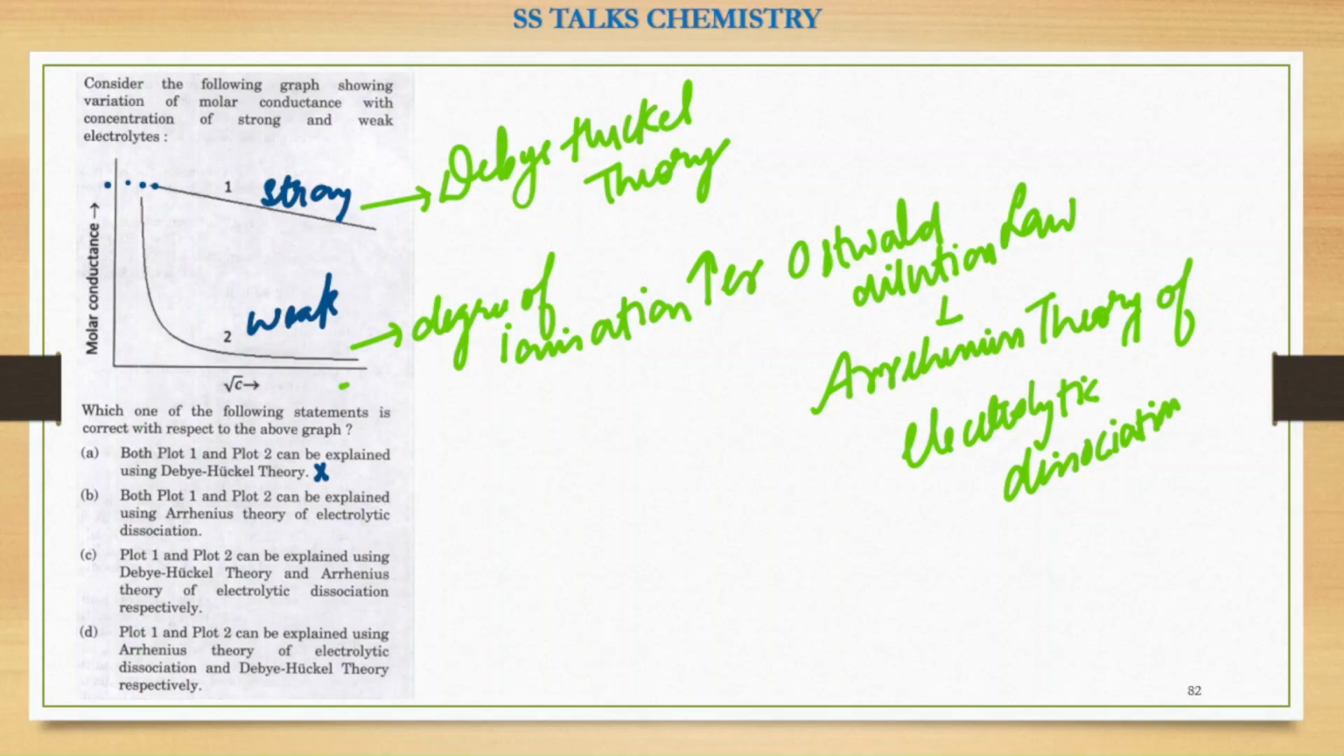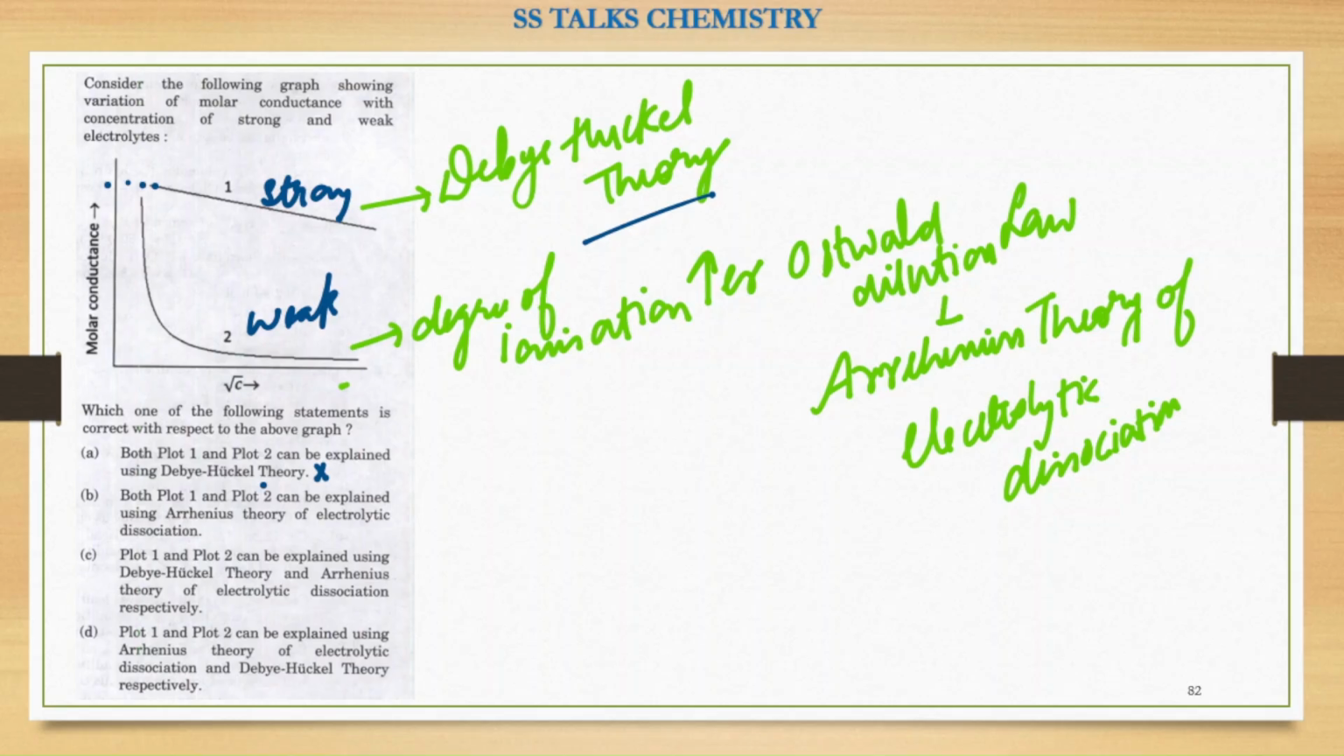So you can see in these plots, in the previous questions they were asking what type of electrolytic solutions these are, right? Now they have gone one step ahead. This is a 2025 question, this year's question. This time they are asking the theories also which are involved in defining these plots. So plot one is explained by the Debye-Huckel theory, not the second plot.